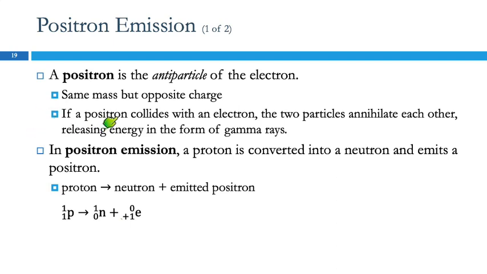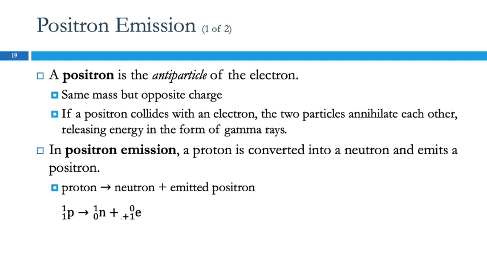So if a positron collides with an electron, a particle and its antiparticle collide, they annihilate each other. They're both gone. And they release gamma rays. So in positron emission, what happens is that a proton is converted into a neutron and emits a positron. So this is the positron. It is very much like the electron, right? But it's positive instead of negative.